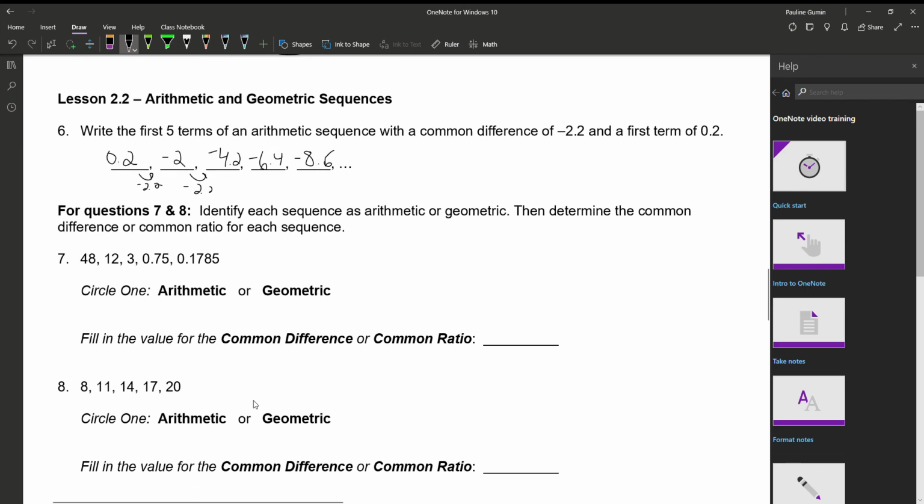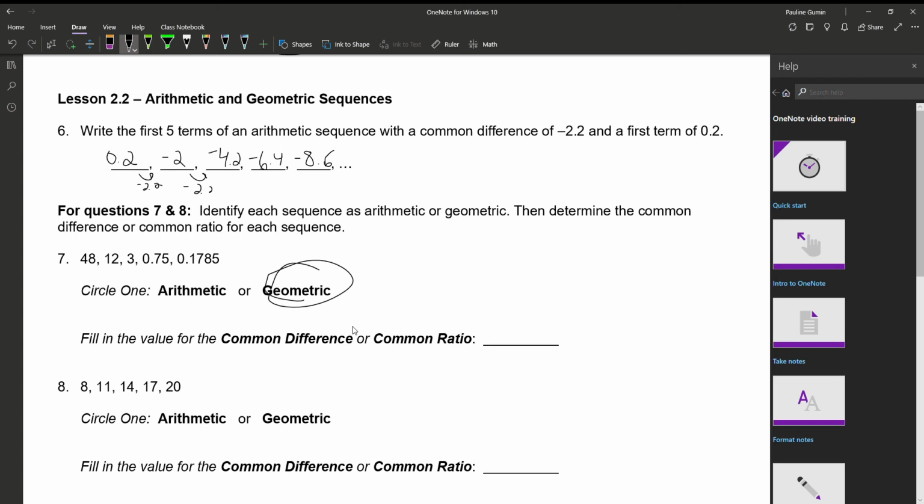For questions 7 and 8, let's identify whether the sequence is arithmetic or geometric, then determine the common difference or common ratio. Okay, number 7. The one I like to think about first is, is it arithmetic? Because that's the easiest one. That means we're either adding or subtracting the same number each time. So to get from 48 to 12, I would have to subtract 36. Well, if it was arithmetic, I would have to subtract 36 again, and 12 minus 36 is not 3. So that doesn't work.